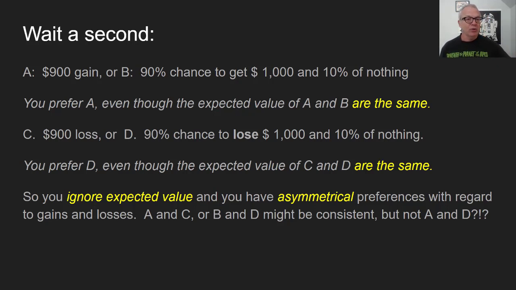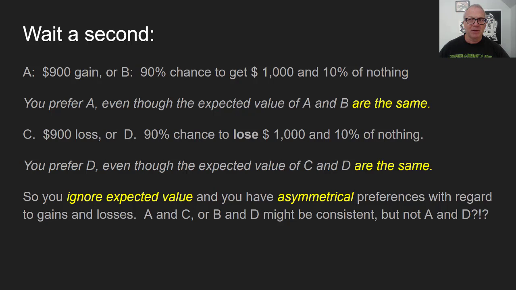So in the first case, the choice of A or B, that's about gains. The second choice, C or D, is about losses. And when we bring up the prospect of losses, you get squirrely, you get nervous, and you're willing to be more risk tolerant. You're more risk seeking in the second case.